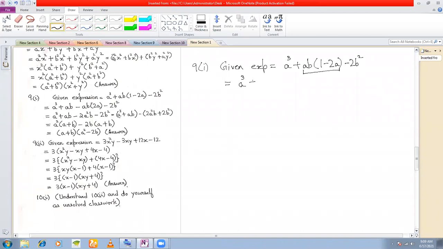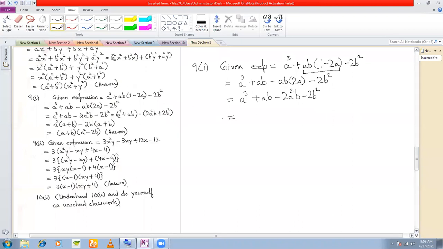So we get a cube plus ab into 1, which is ab, minus ab into 2a minus 2b square. So now you get a cube plus ab minus 2a square b minus 2b square. Now the question is which two terms to group.